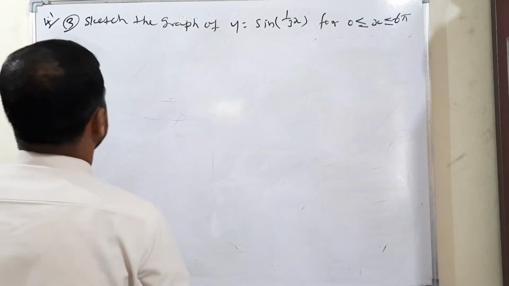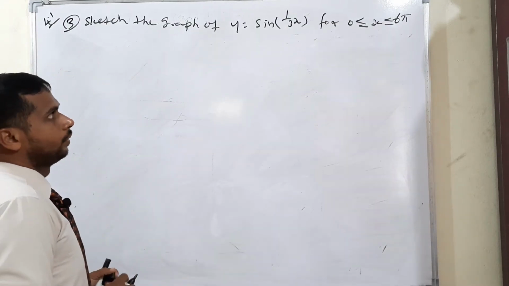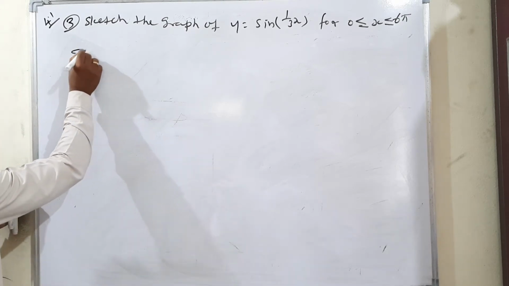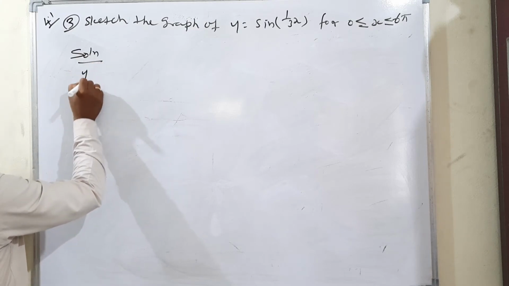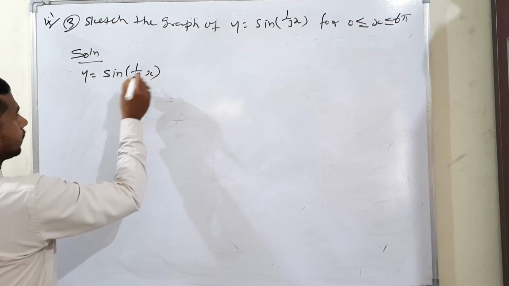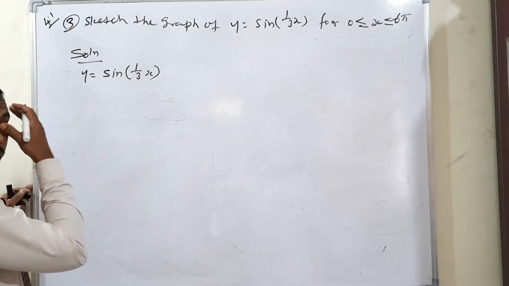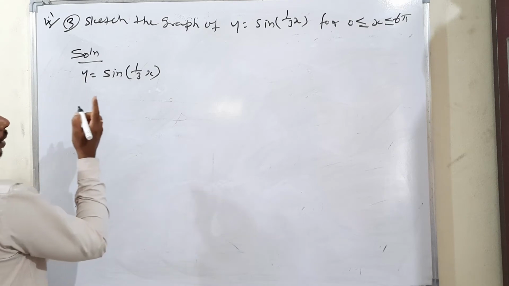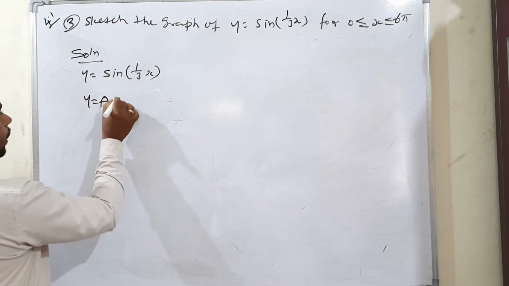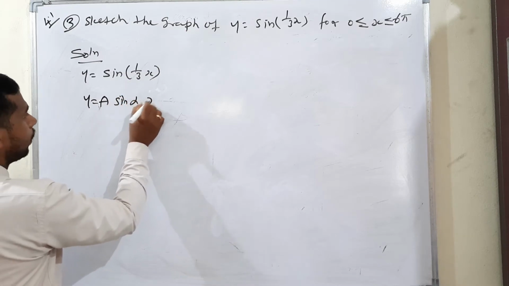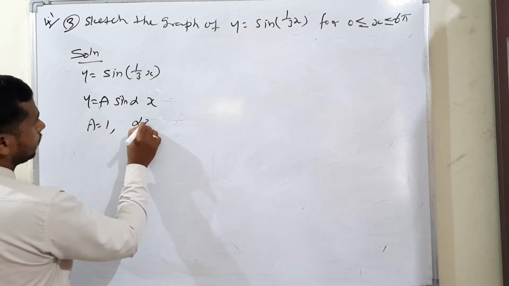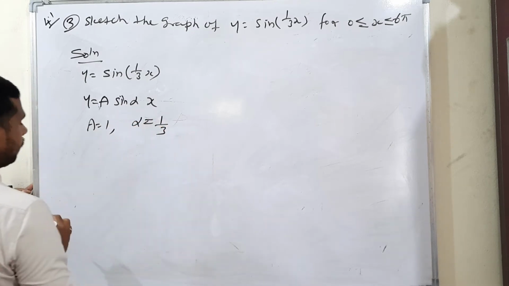What is the question? Sketch the graph of y is equal to sin of 1 by 3x. Solution. So y is equal to sin of 1 by 3x. What is the basic form to apply for the amplitude and period? The formula y is equal to a sin alpha x. What is the value of a? a is equal to 1. Then alpha is equal to 1 by 3.